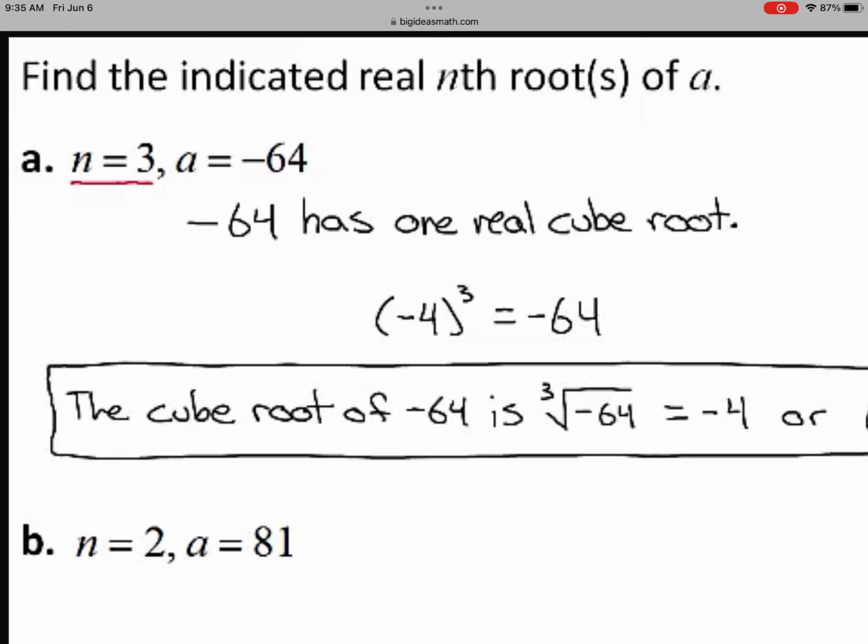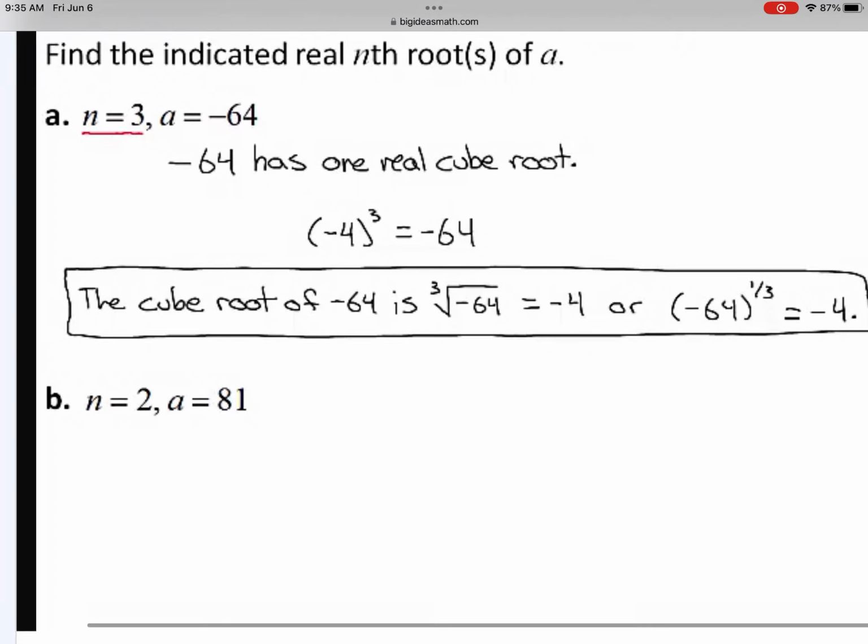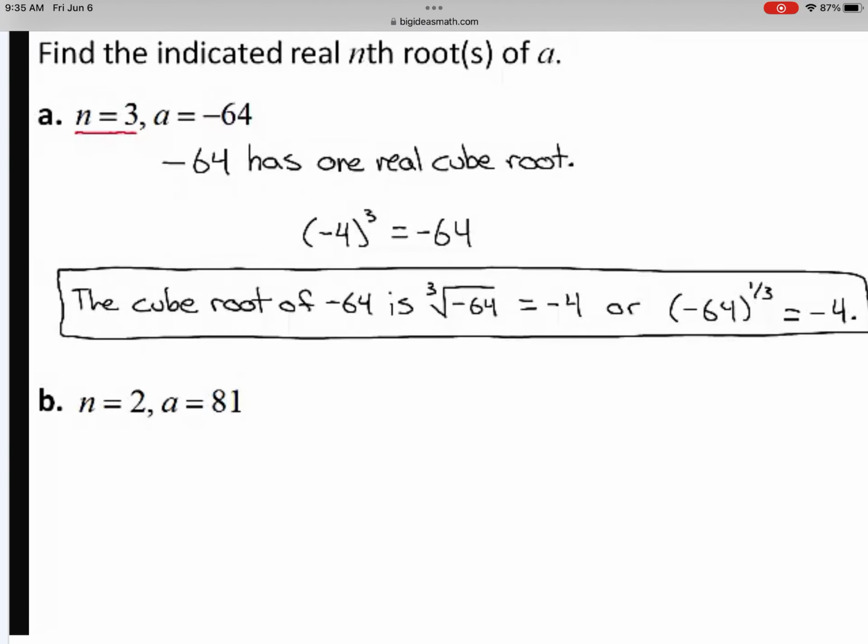So the cube root of negative 64 is the cube root of negative 64, which equals negative 4, or the quantity negative 64 to the 1/3 power, which equals negative 4. Part B, n equals 2, A equals 81.